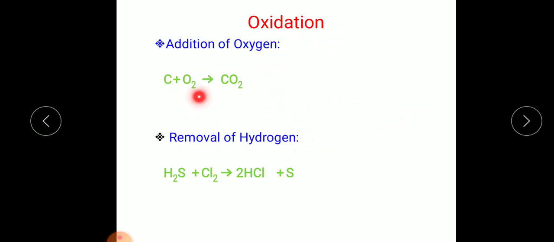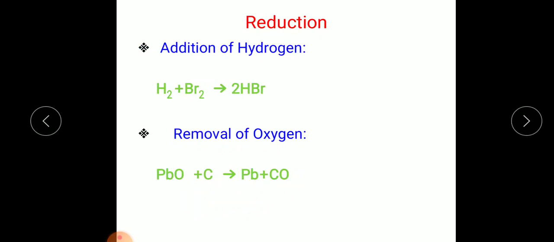Example, carbon plus oxygen giving you carbon dioxide. In this, oxygen is getting added, so it is oxidation. Or oxidation can also be defined as removal of hydrogen. So if in the process there is a removal of hydrogen, we can also call that process oxidation. Say for example, H2S reacts with chlorine to give you HCl and sulfur. Now in this H2S, hydrogen has been removed to form sulfur, so we can call this an oxidation process. So this is one definition of oxidation.